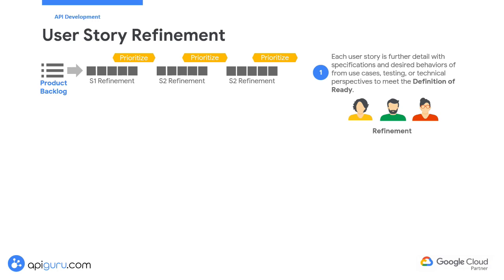Refinement is a collaborative activity. The product owner, API architect, and QA engineer must all focus on the same user stories in the priority order of the product backlog. After they are done with refining S1, they move on to S2 and refine that set. This continues until the backlog is all refined.